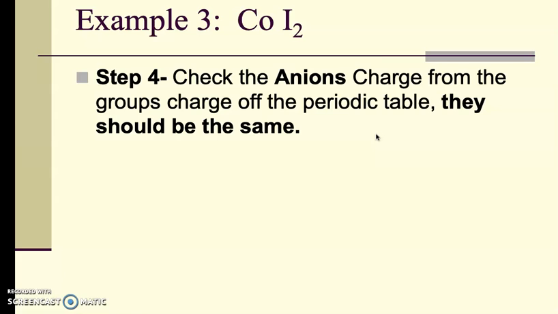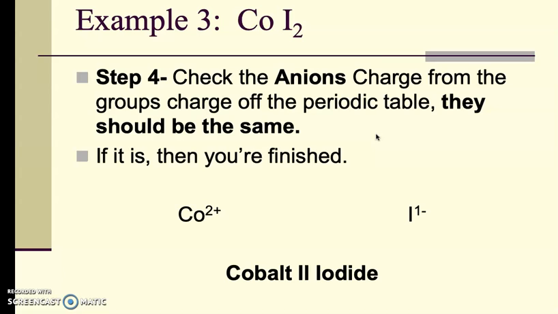Step 4, a very important step. You need to know all your nonmetals' charges, or have a periodic table with them listed on it. So check the anion's charge from the group's charge off the periodic table. They should be the same. After we uncrisscross, are they the same? Let's take a look. All right, so it's Co 2 plus and then I 1 minus. Now, what do we got here? We have a 1 minus.